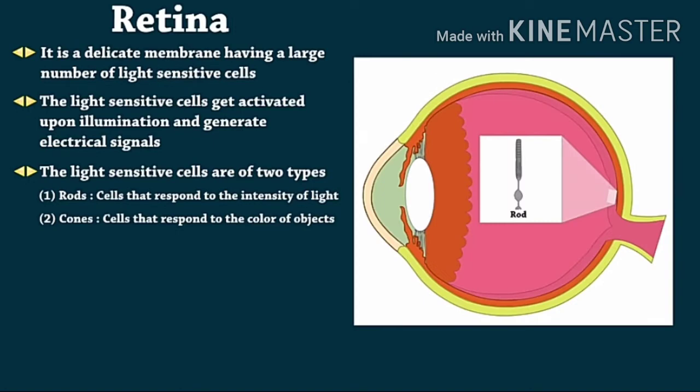Retina. It is a delicate membrane having a large number of light-sensitive cells. It lies just below the choroid. The light-sensitive cells get activated upon illumination and generate electrical signals. The light-sensitive cells are of two types: rod cells that respond to the intensity of light. These cells are sensitive to dim light and enable us to see in darkness. Another type of cell is cone cells, cells that respond to the color of objects.